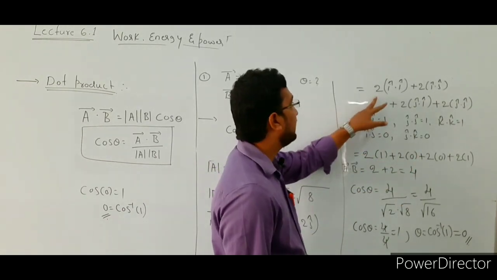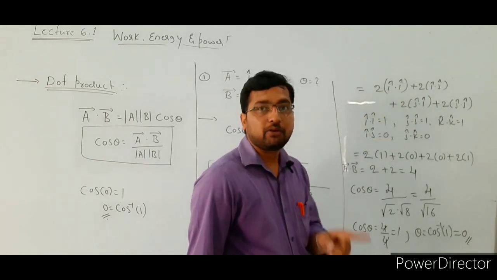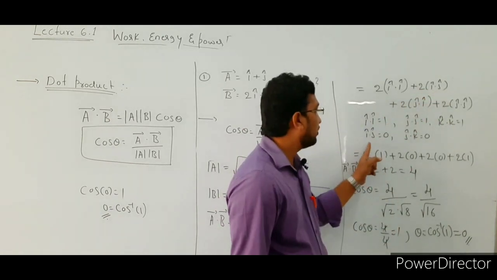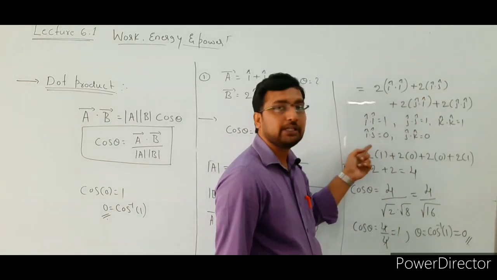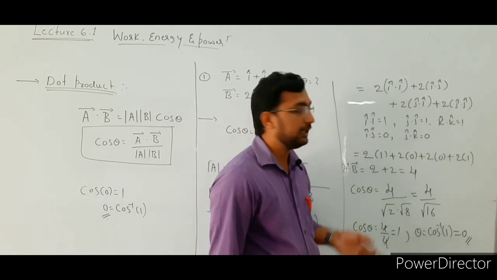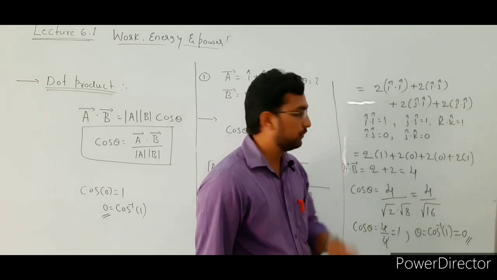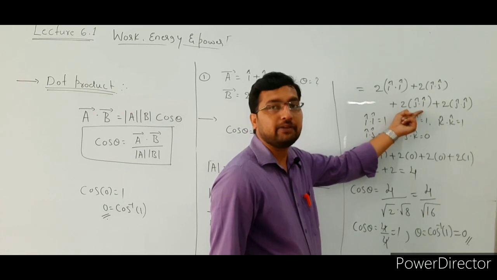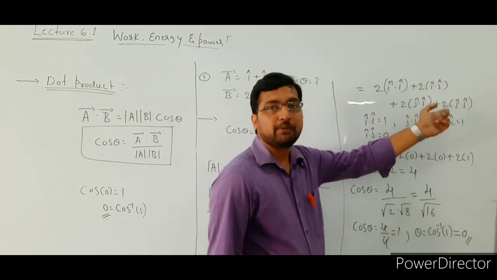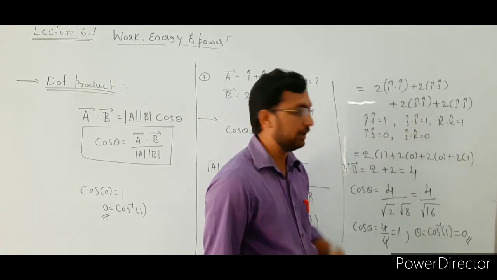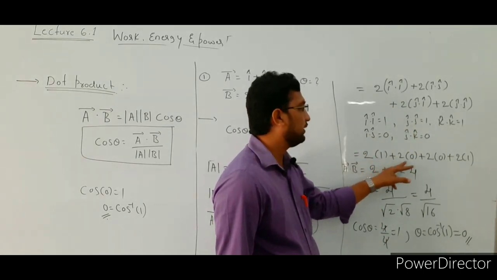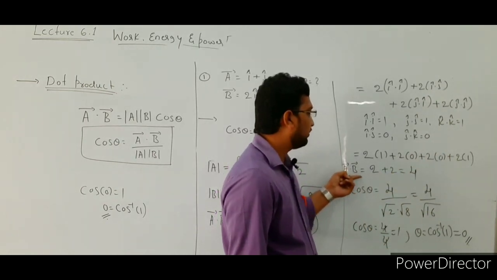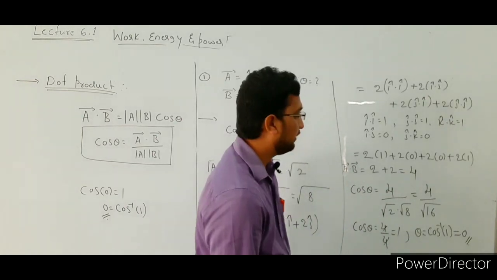See here, in this case 2 into I cap dot I cap, value is 1, plus 2 into I cap dot J cap, value is 0, because the angle between these two is 90 degrees. If the angle is 90 degrees, the dot product of any two vectors is 0. The next one, plus 2 into J cap dot I cap, here also the angle is 90, its value is 0. Then plus 2 J cap dot J cap, value is 1. So this is 2 into 1 plus 2 into 0 plus 2 into 0 plus 2 into 1. So A dot B value is 4. A vector dot B vector value is 4.